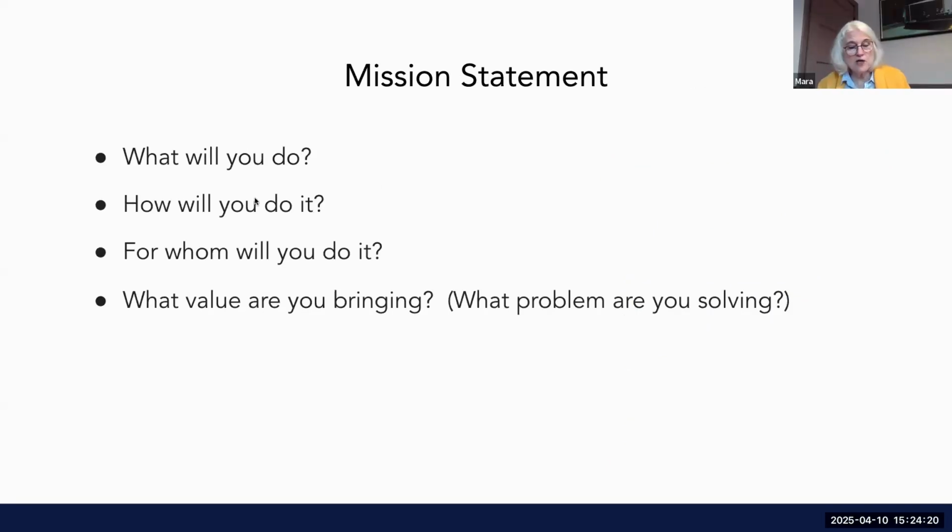Okay, so the next thing we want to talk about is the mission statement, which is actually a very important part of the business plan. And it basically asks the questions, what will you do? How will you do it? Who are you going to do it for? And what value are you bringing to your customers? In other words, what problem are you solving for them?